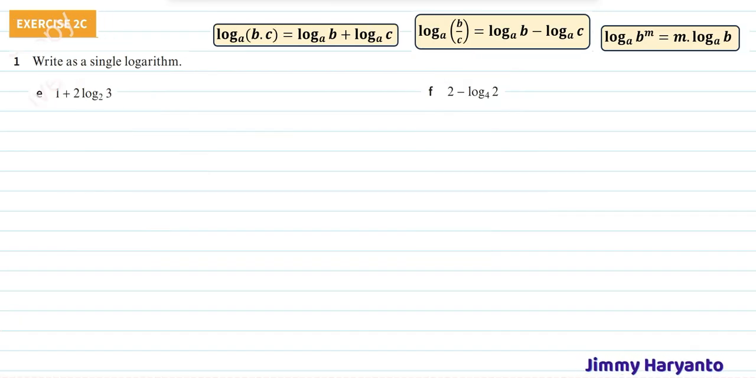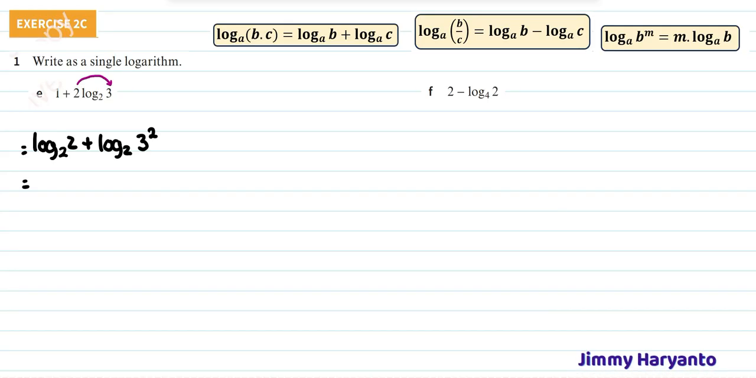Next is 1e and 1f. So first for this one, I think you should move the 2 to the back, so you'll have logarithm 2 and then 3 to the power of 2. For the 1, you have to change it into log 2, as we know that log 2 equals to 1, so you can change the 1 into log 2.